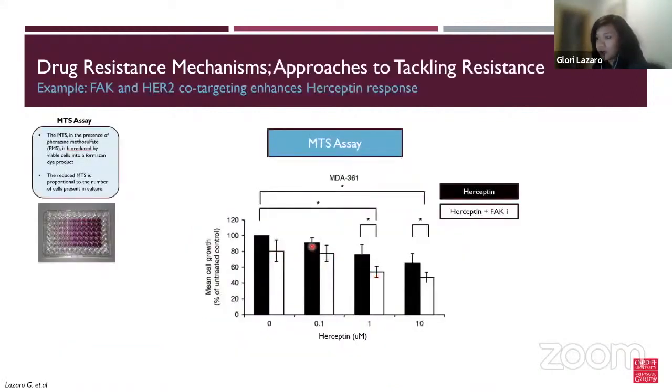So here, from here to here, from here to here, from here to here. So this just shows that FAC is actually a mechanism of resistance to Herceptin, because when you combine, or if you inhibit both of them, you actually kill more cells. And so that's just one way of studying drug resistance.